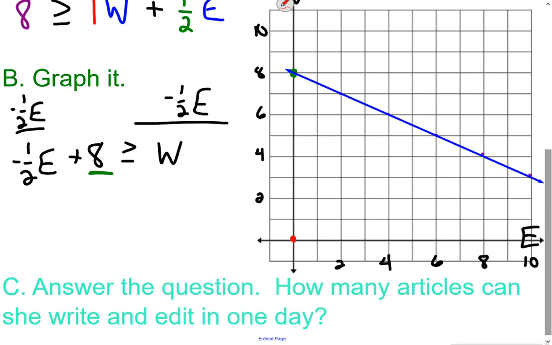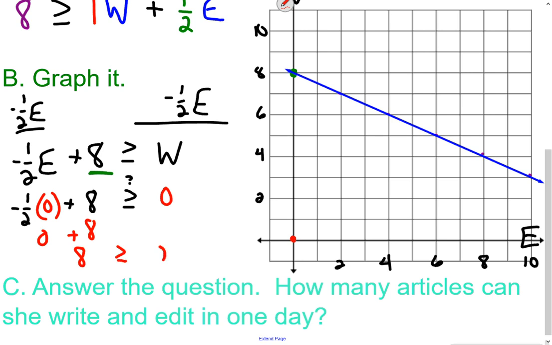I'm going to plug it in here. So, oops, try this again. Negative 1/2. My E value is 0. Plus 8. How does it compare to 0? So here I have 0 plus 8. That's going to put me at 8. It's greater than or equal to 0. That is true. Therefore, I have to shade on the bottom again.